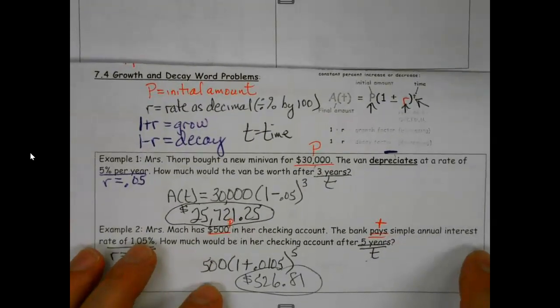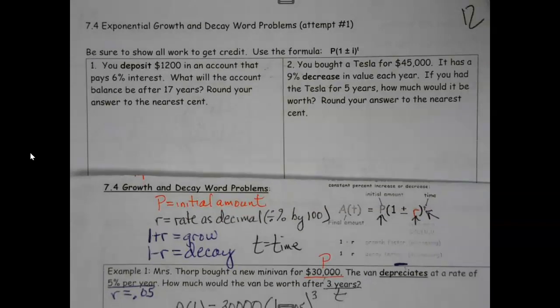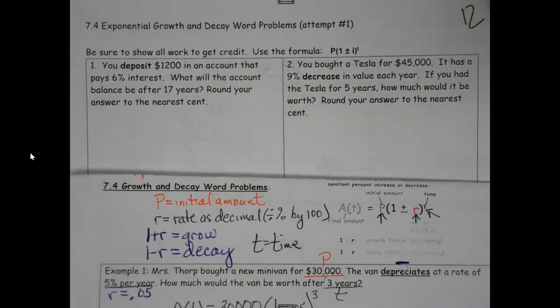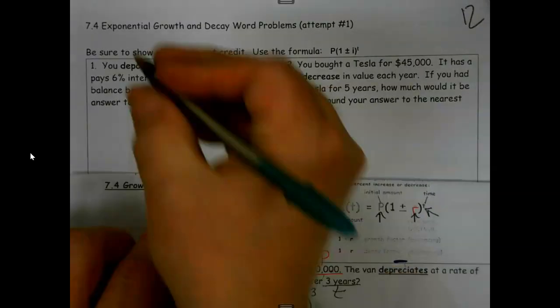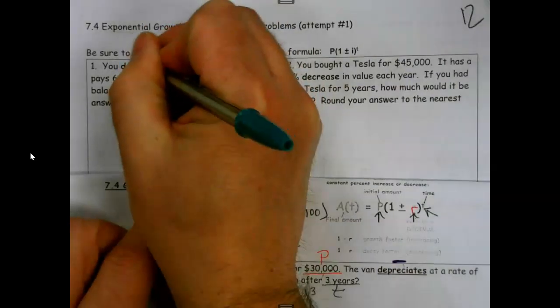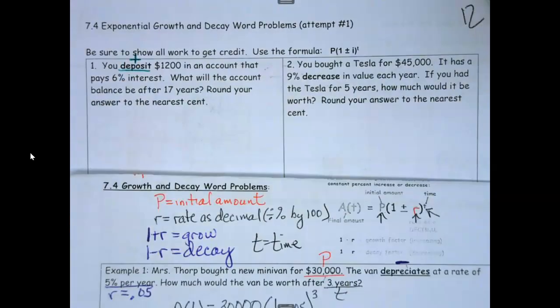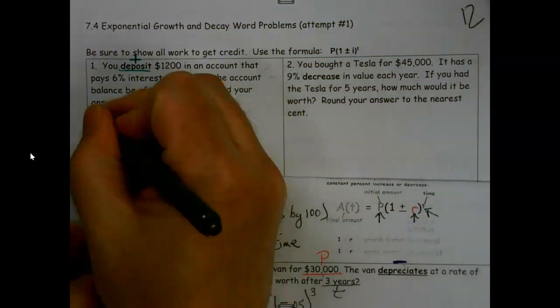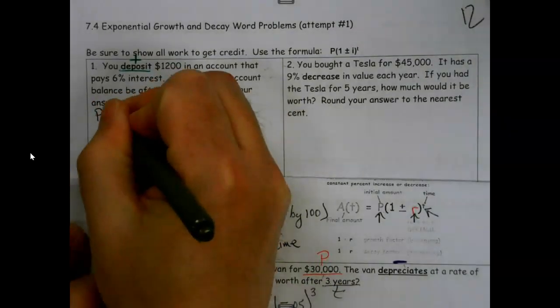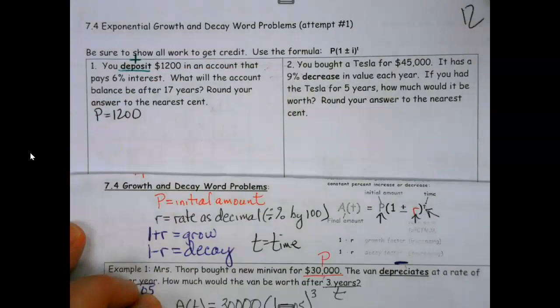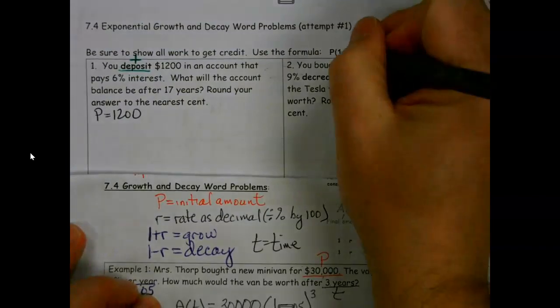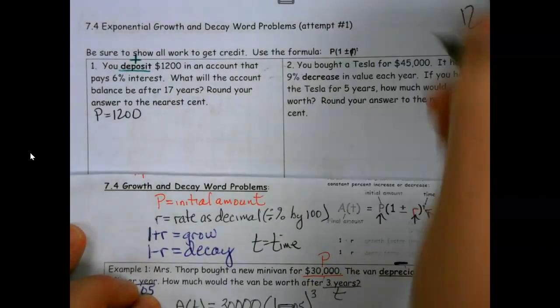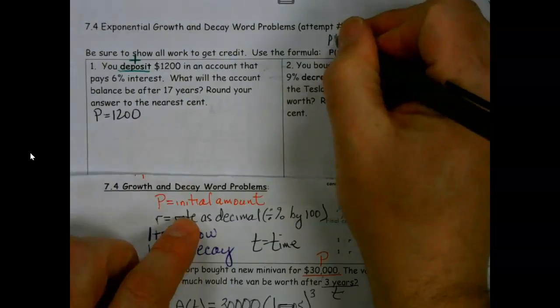Okay, growth and decay word problem. Oops, probably help if I had the problems on the screen. Here we go. Okay, we deposit $1,200. Deposit means we're adding, so that's going to be plus. These are the ones where we said, okay, I've got to label my parts. So for this one, my starting amount, my P, is 1,200. That should be R. How does that keep turning into I? I'm just going to rewrite it up here.